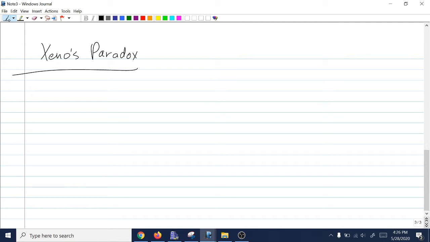Zeno's paradox is this. To move from point A to point B, you first have to get halfway there.